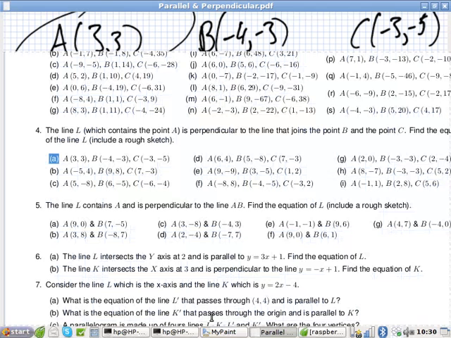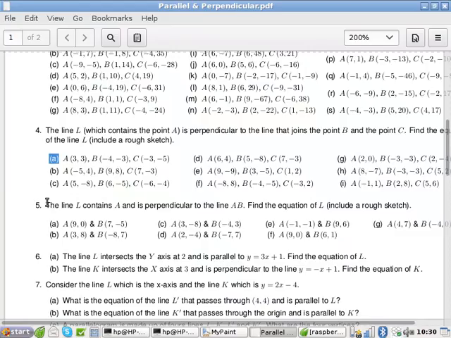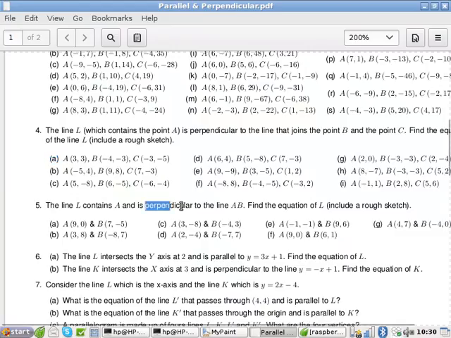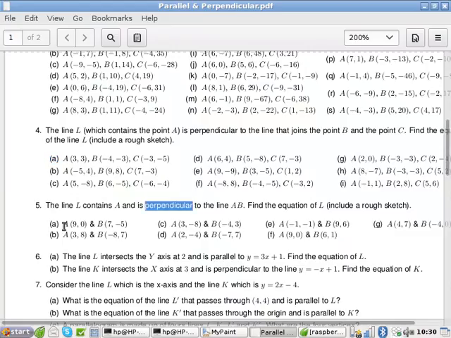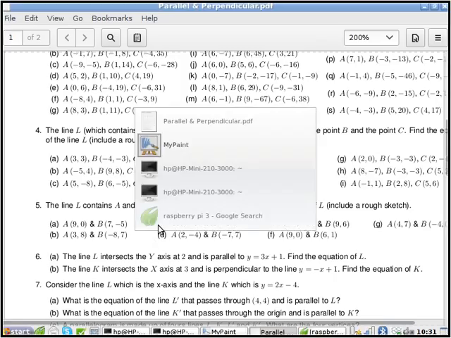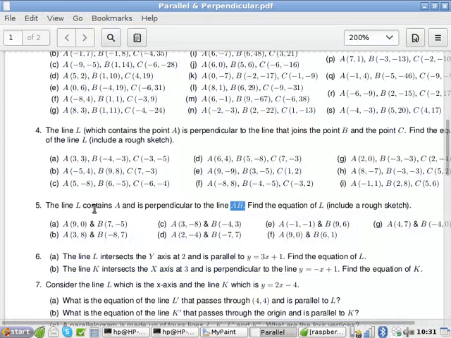Okay, very good. Now, here's another one that's perpendicular, but this time you only have 2 points. And I tell you the line L contains A and is perpendicular to AB. So think carefully about this one. You might want to draw it like how I draw it here. See what you can do for this one.